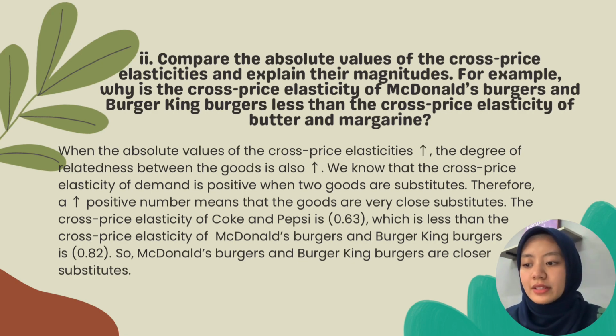The cross price elasticity of Coke and Pepsi is 0.63, which is less than the cross price elasticity of McDonald's burger and Burger King burgers, which is 0.82. So, McDonald's burger and Burger King burger are closer substitutes.